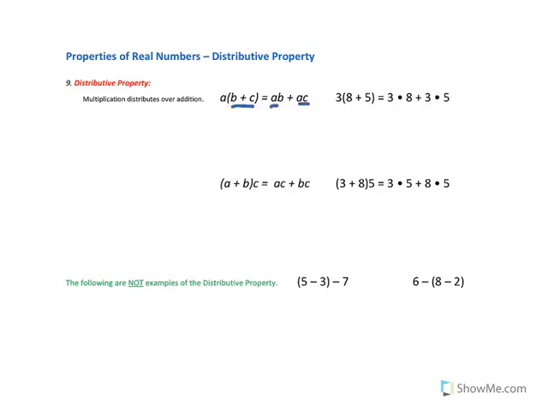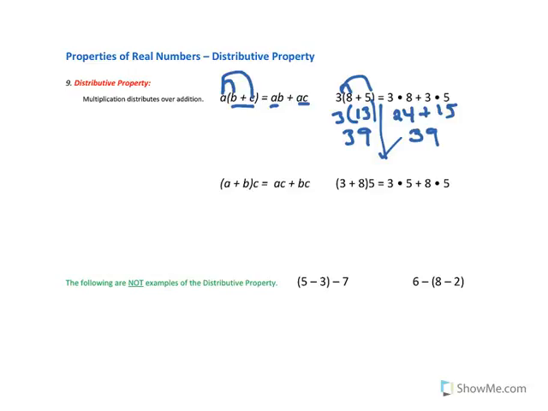So I'm taking this A and I'm distributing over the B and the C. So 3 times 8 is 24, and 3 times 5 is 15. Add those together, I get 39. But if I use order of operations and not the distributive property, I'm going to get 3 times 13, which is also 39. Same answer, 2 different ways.